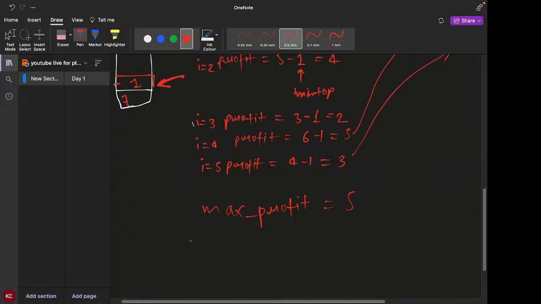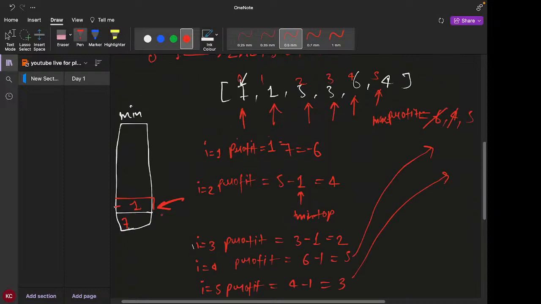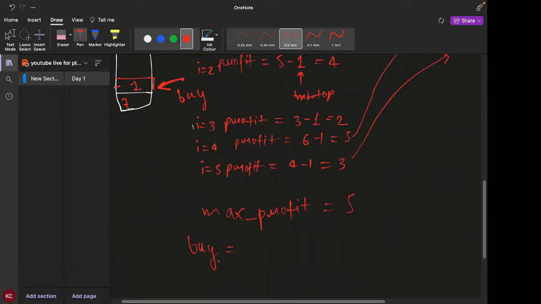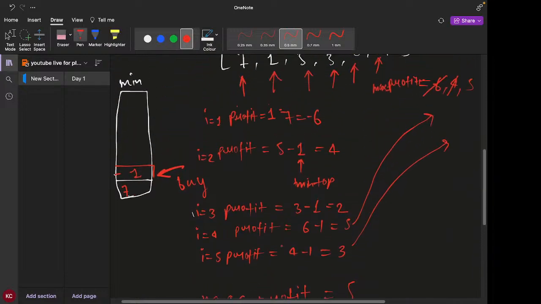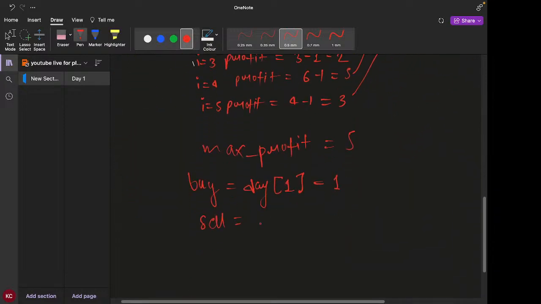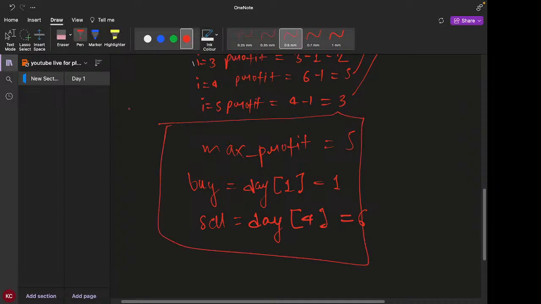When I have to buy, this is the buy date. Buy on the first day, that is day 1, which is equal to 1, and sell on day 4, and that is 6. This is the logic of how we can solve it.